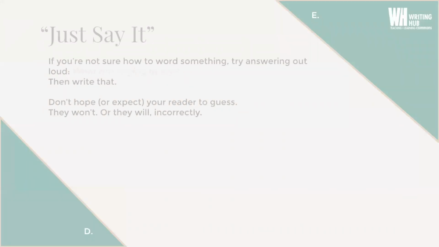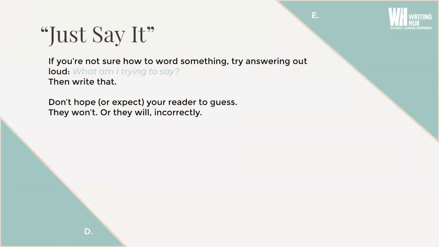And our two final writing strategies. The first is just say it. So you should remember that if you hope or expect your reader to guess, they probably won't. Or if they do, they will do so incorrectly. So if you're hoping that they see something that you are not saying outright, you are hoping in vain because they're tired, they're busy, they're not taking the time to read between the lines of your statement.